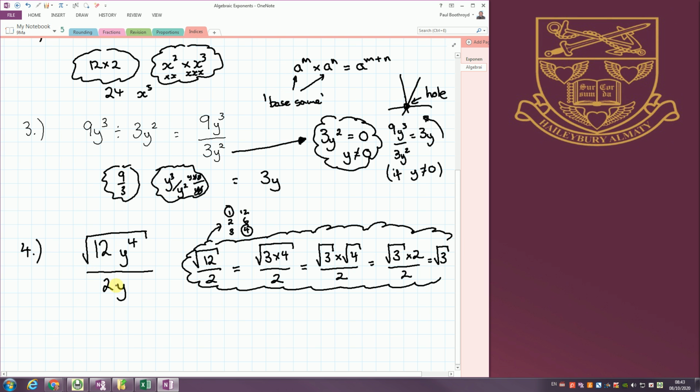So I can do the square root of 3, and then I do the y part, y to the 4 over y. Separate it out, and we've got y cubed. Right.